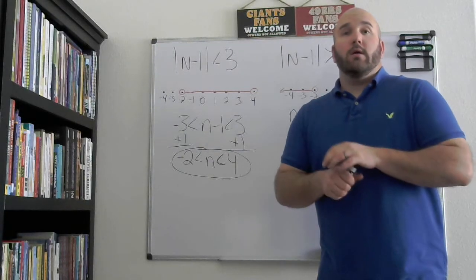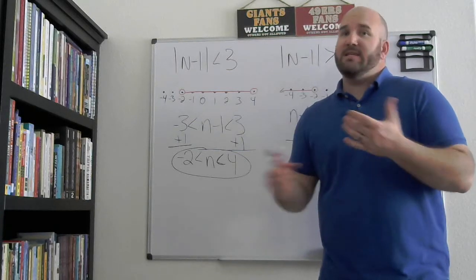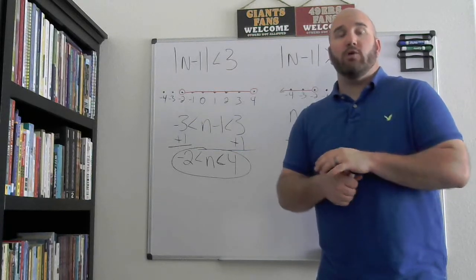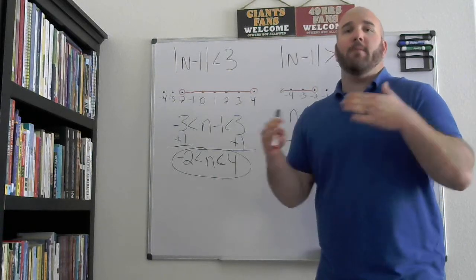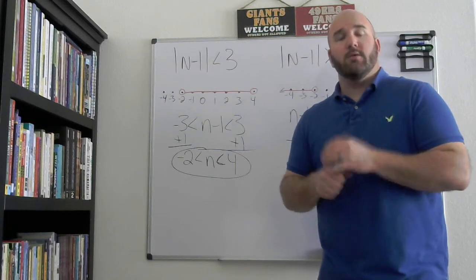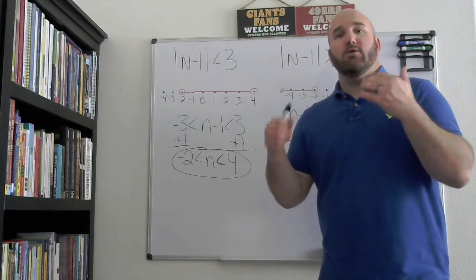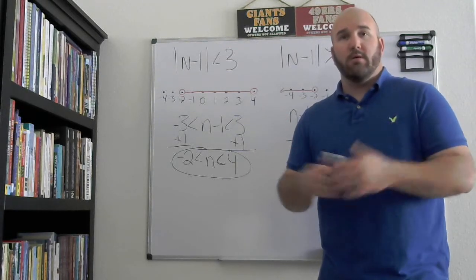One more note. Absolute value is the distance away from 0. With that said, if you have an absolute value equation that is set equal to a negative number, you automatically know that there is no solution to that equation. Why? Because you cannot be negative units away from 0.